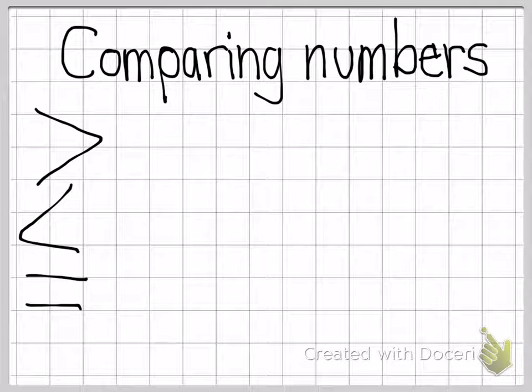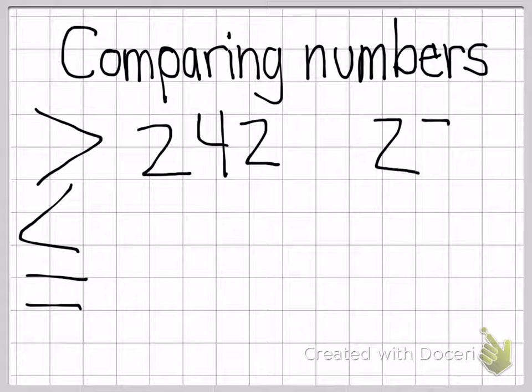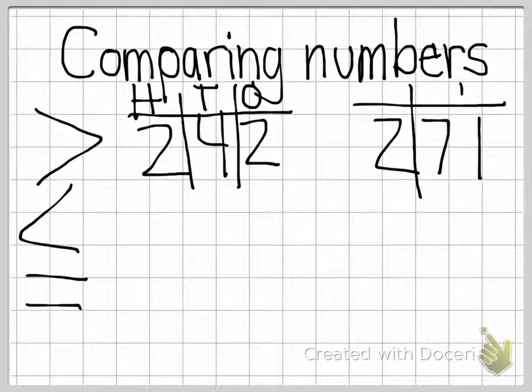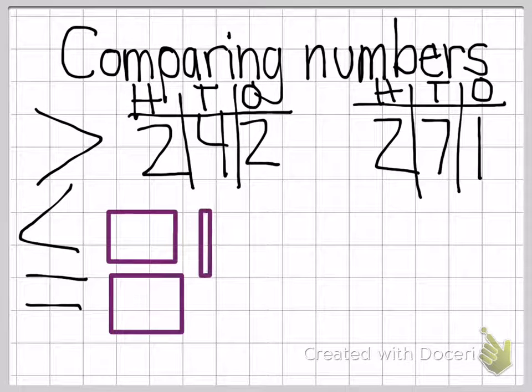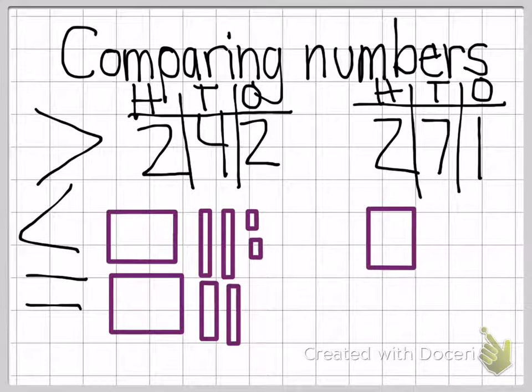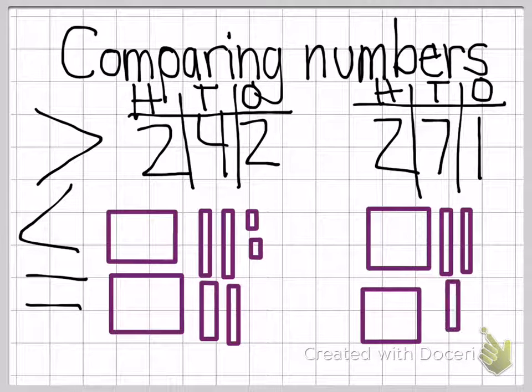Let's try another example. Let's compare 242 and 271. Once again, we can label our hundreds, tens, and ones to help us show our place value blocks. When showing our place value blocks, we need to show two hundreds for 242, 4 tens, and 2 ones. For 271, we also need to show 2 hundreds, 7 tens, and a 1.